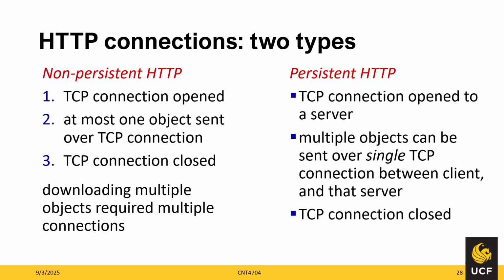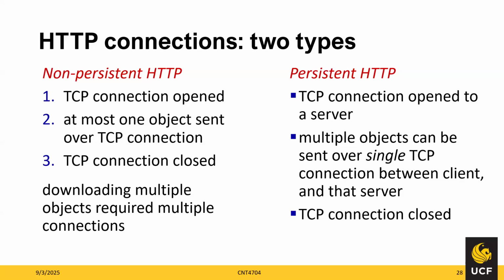That means a web page with 10 objects will open 10 separate connections. This creates extra delay. On the other hand, we have HTTP persistent, also known as HTTP 1.1. It keeps the connection open. The browser can send multiple requests through and get multiple responses back. It reduces the overhead and makes loading much faster.